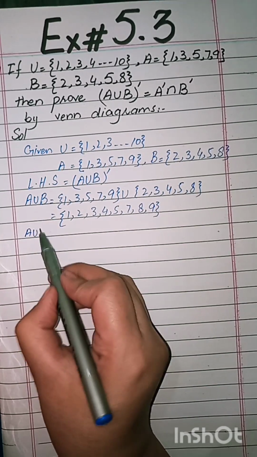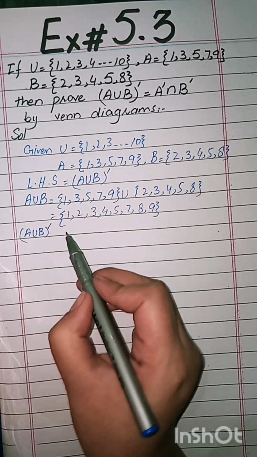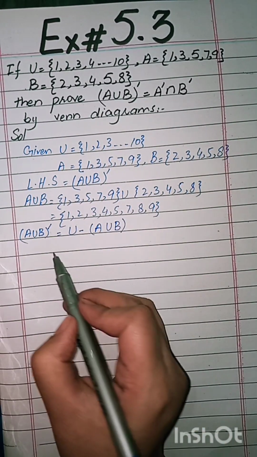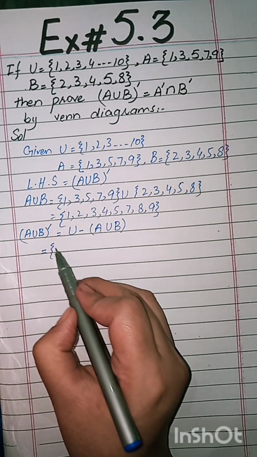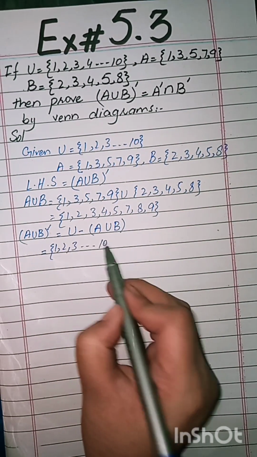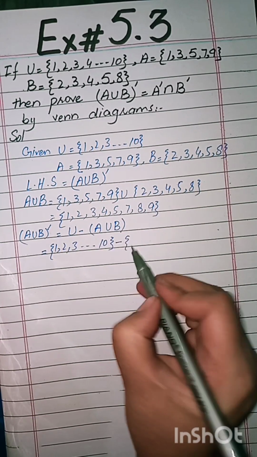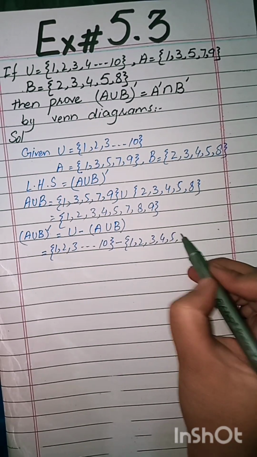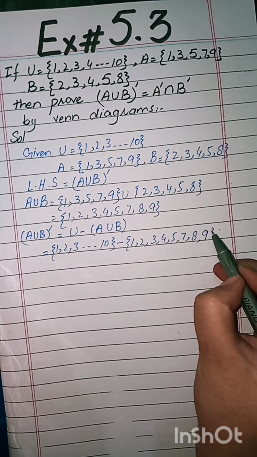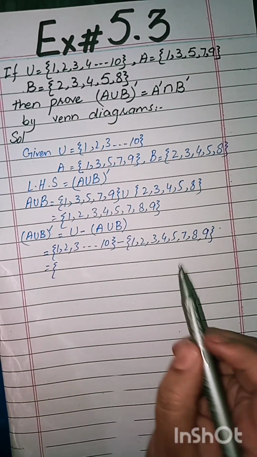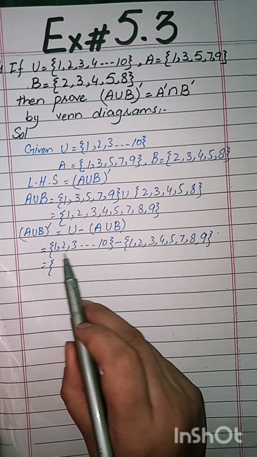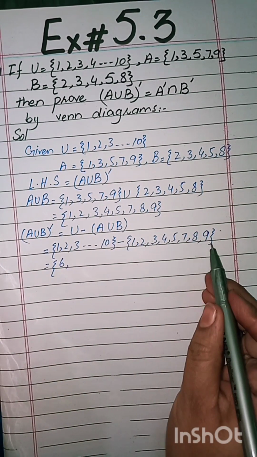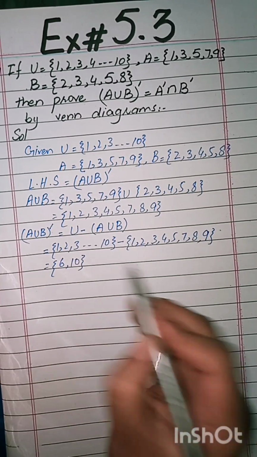Now A union B whole complement, which is equal to U minus A union B. So the universal set 1, 2, 3 up to 10 minus A union B, which is equal to 1, 2, 3, 4, 5, 7, 8, 9. So the complement of these two sets will equal 1, 2, 3, 4, 5, then remaining is 6, then 7, 8, 9 cancel and this 10.